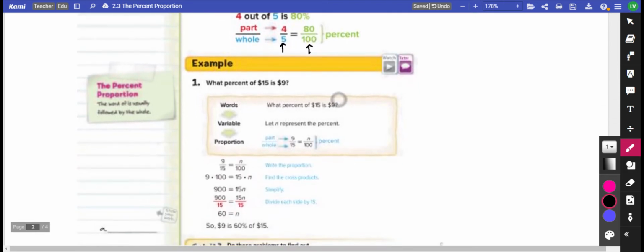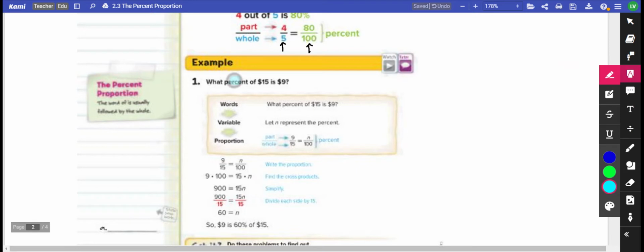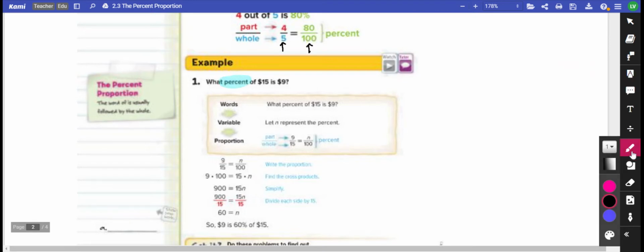So let's try example 1. What percent of 15 is $9? So it's asking us to solve for the percent. So that means that we are going to be solving for our P. I'm going to show my work off to the right. So I'm going to set up my ratios. I don't know what my percent is, so I'm just going to put a P, and I do know that my percent is always out of 100. $15 is my total. $9 is my part.